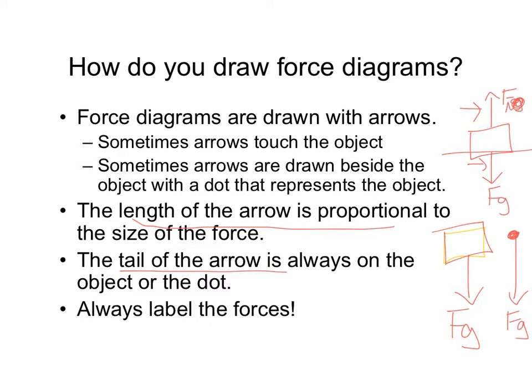The tail of the arrow is always on the object. Basically that means that your arrows are always going away from the object, and make sure you always label whatever force you're talking about.